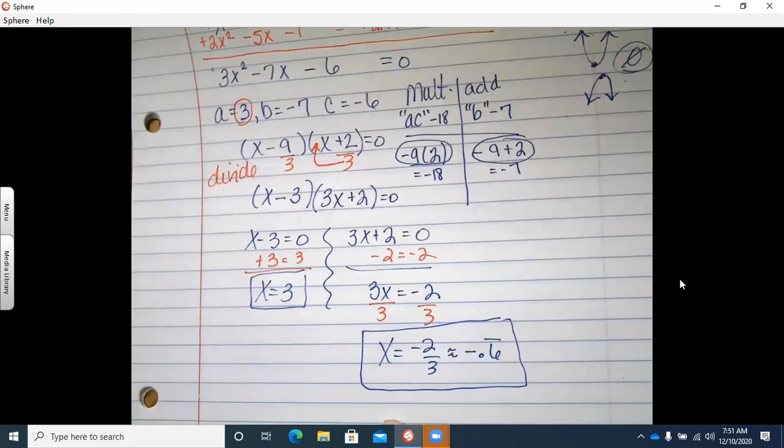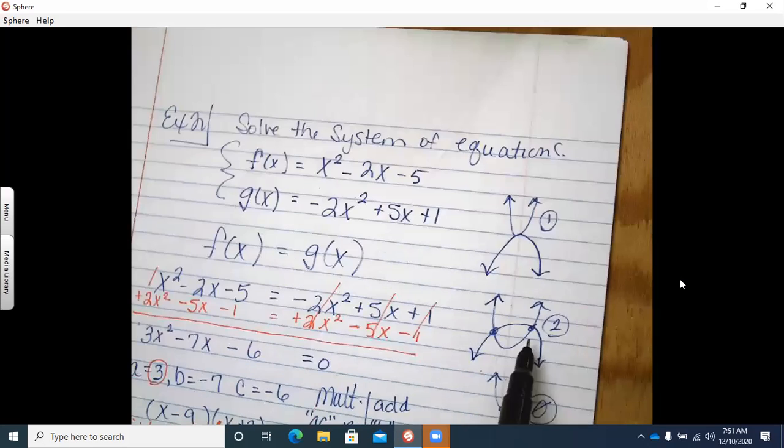Are y'all ready to try one on your own? Oh, so these 2 parabolas intersected twice, right? So they would look, if we graphed them, they would look more like this. And I would show you on Desmos, but I'm scared to do that.